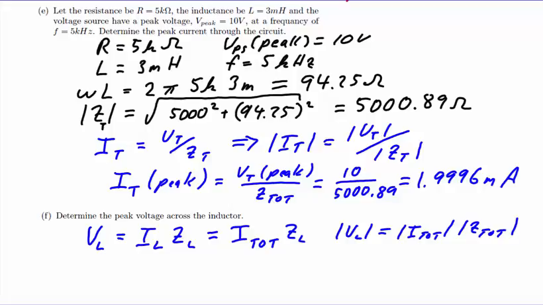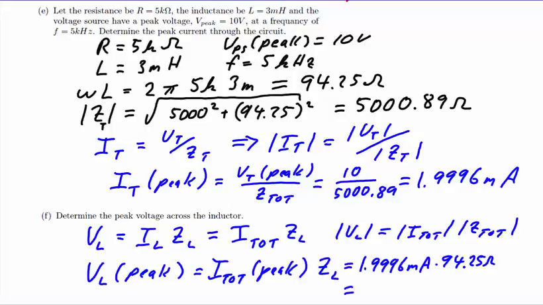We've determined the peak current, and we're asked for the peak voltage, so we won't need to deal with a square root of 2 in this problem. We'll take our peak current and multiply only by the impedance of the inductor, since we're looking for the voltage on the inductor, and this produces the result 0.188 volts across the inductor.